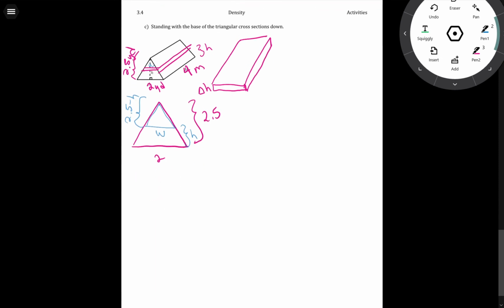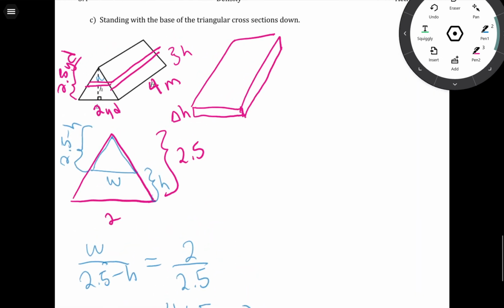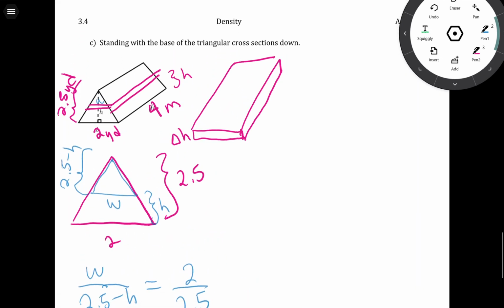So this time we can say that W over 2.5 minus H is equal to 2 over 2.5, which, like we said last time, is 4/5. And then 2.5 is 5/2 minus H. If I'm going to do things without a calculator, I generally would rather have the fractions to deal with. Let's make this bigger so I don't run out of room.